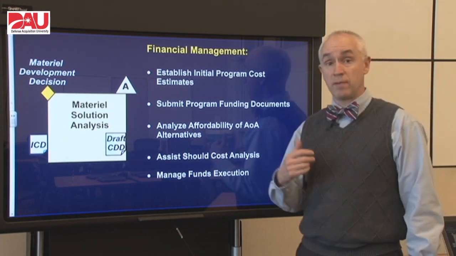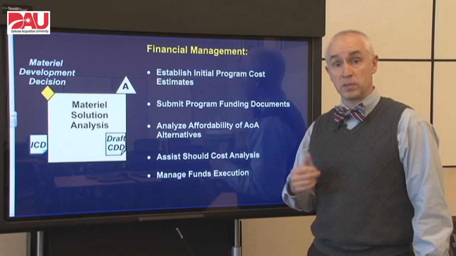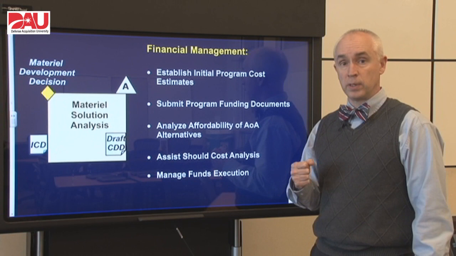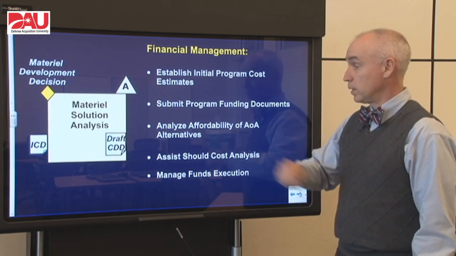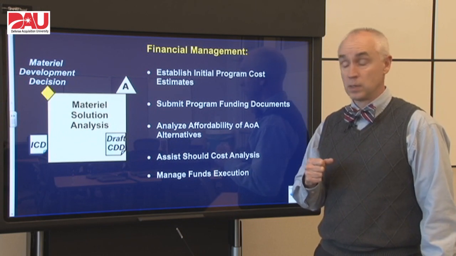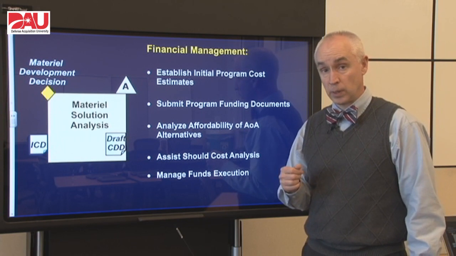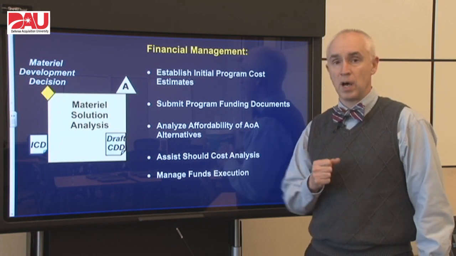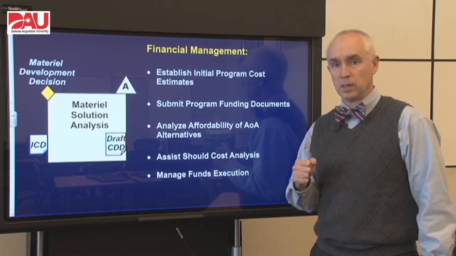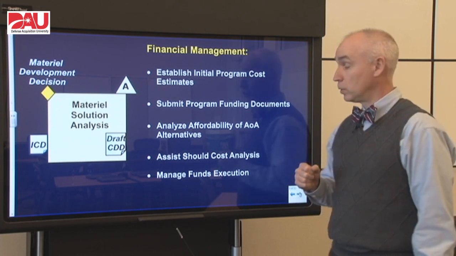Our financial managers have to fund all of this. So they have to establish the initial program cost estimates that the funding is going to be based on, and then put in the P&R forms that we put in to get our money. We also need to analyze the affordability of the different analysis of alternatives and assist in that should cost analysis that the program manager is doing. That certainly helps if we have some good cost estimation folks to tell us where we might be able to save some money and where we can be confident that our cost estimates are good.